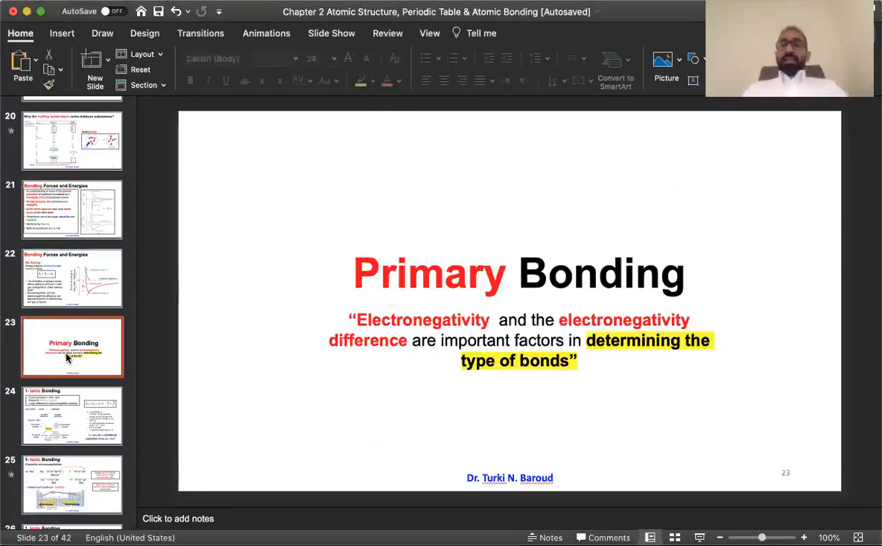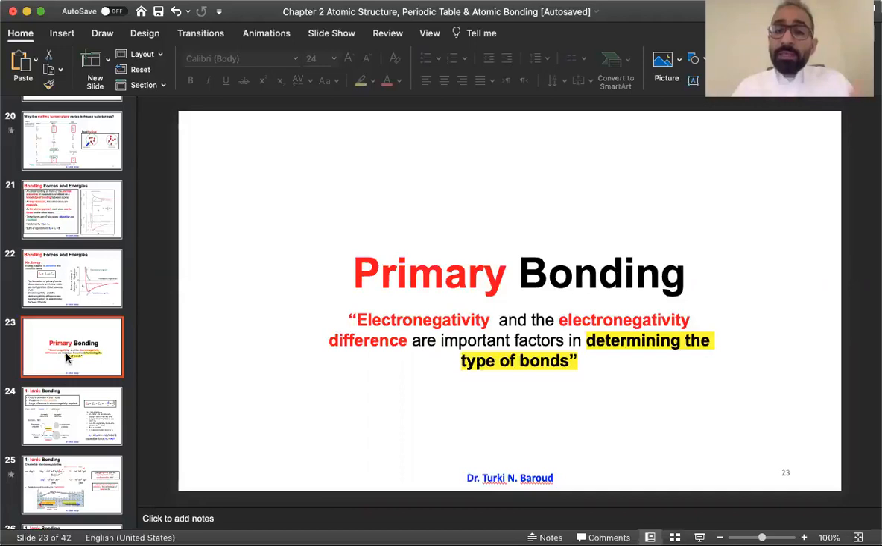Now that's going to take us to what's called the primary bonding. Primary bonding, the main motivation. So why are we talking about primary bonding? Because that's going to determine the type of attractive force that we're going to have. Okay, so the primary bonding will determine what kind of attractive force can exist inside the material.